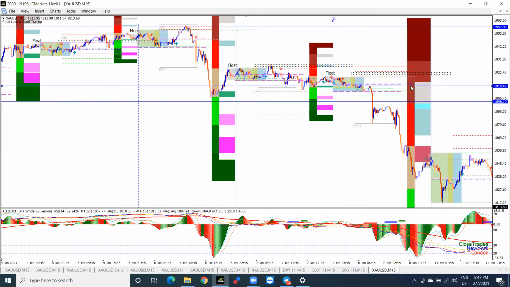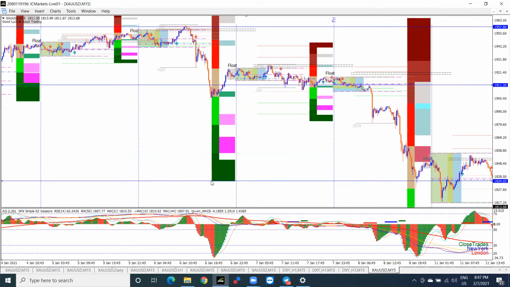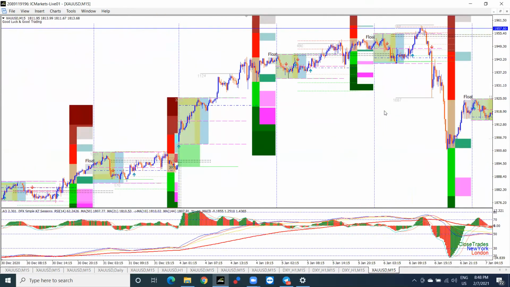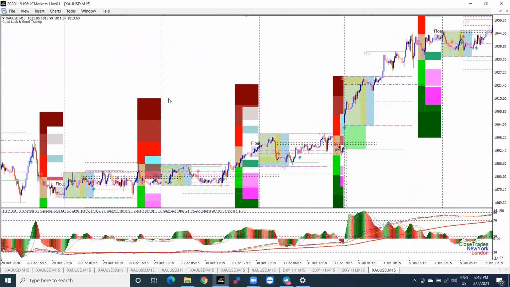We open here. And our target is here. Bam, in the same day, 700 pips more, perfectly, without any drawdown on this day, any drawdown. Okay, let's search some more examples.